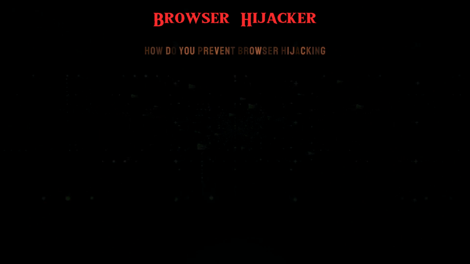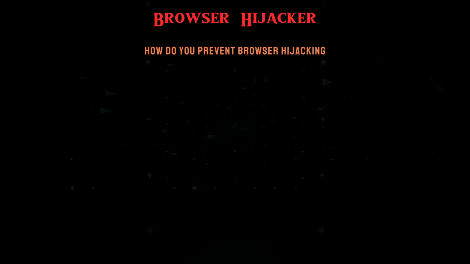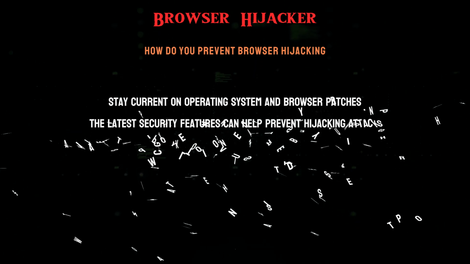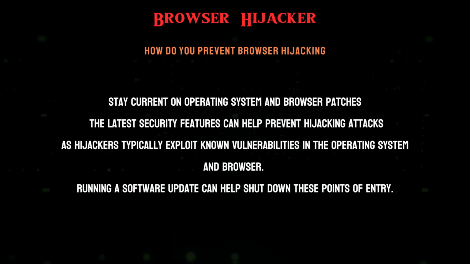How do you prevent browser hijacking? There are several ways to protect against browser hijacking, including: stay current on operating system and browser patches. The latest security features can help prevent hijacking attacks, as hijackers typically exploit known vulnerabilities in the operating system and browser. Running a software update can help shut down these points of entry.